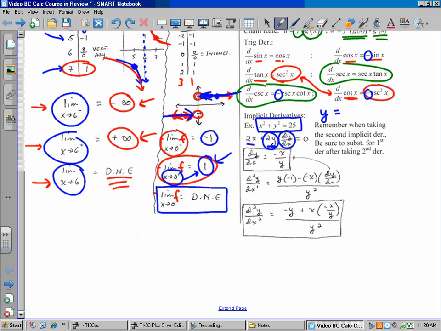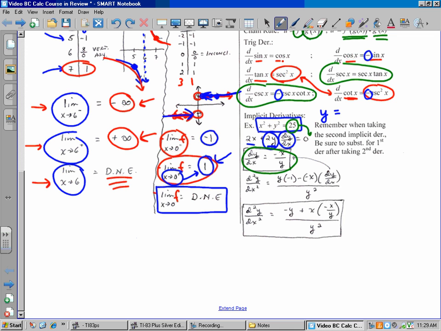Bring the exponent down in front. Subtract 1 from the exponent. But then you want to multiply by dy over dx. All right, and of course the derivative of 25 is 0. And then we just solve this equation, 2x plus 2y dy over dx equals 0. We solve it for dy over dx. Okay, so that would be our derivative.